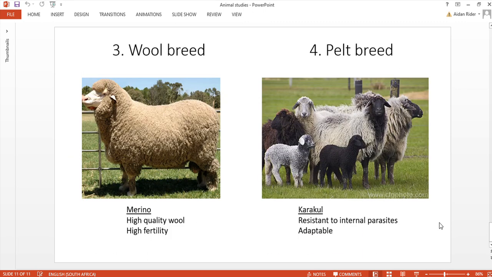Okay, thirdly we have the wool breeds, like the Merino. It's a very good example. The Merino has high quality wool because this is why we're breeding them, and they are highly fertile and have a lot of babies. And then fourthly, we have a pelt breed.